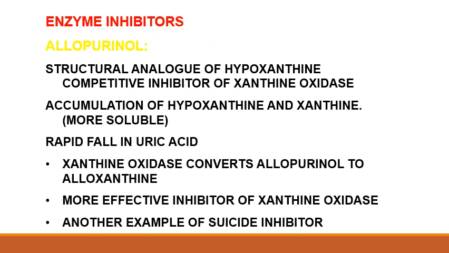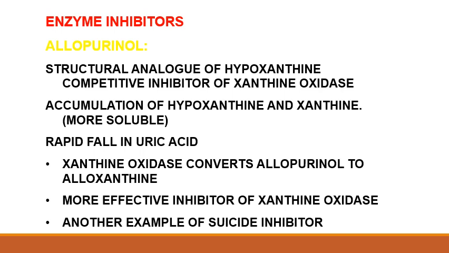All of you are familiar with the drug allopurinol, which acts as an enzyme inhibitor of xanthine oxidase. Allopurinol is a structural analog of hypoxanthine and a competitive and suicide inhibitor of xanthine oxidase. The accumulation of hypoxanthine and xanthine makes it more soluble when we use this inhibitor allopurinol, and there would be a rapid fall in uric acid.